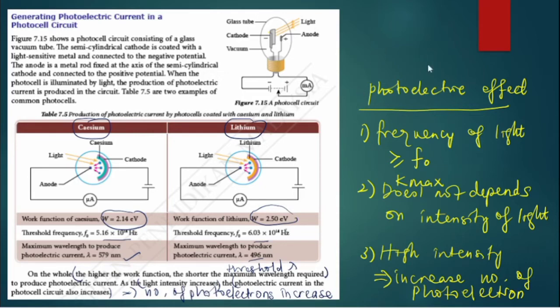I hope you still remember the photoelectric effect that we discussed before. Frequency of light must be greater than or equal to f0, the threshold frequency. And then the maximum kinetic energy does not depend on intensity of light, but depends on frequency of light. High intensity of light means an increase in the number of photoelectrons emitted, or an increase in the photoelectric current in the circuit.